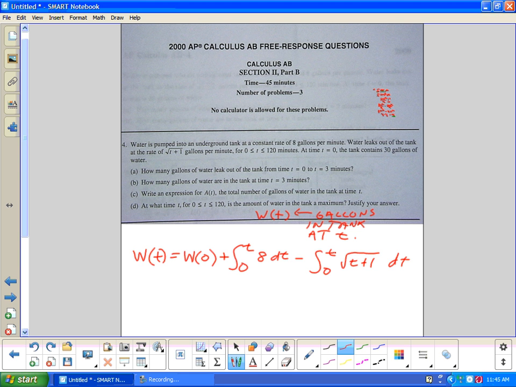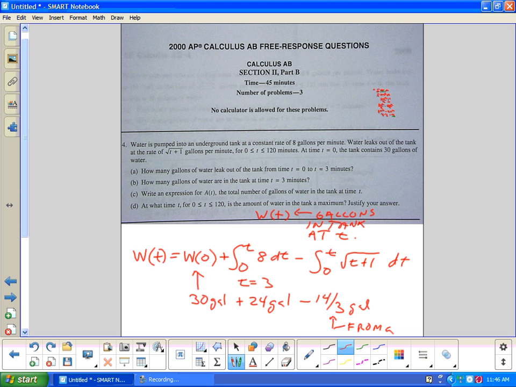Well, for 3 minutes, we know this is 30 gallons. We know for t equals 3, do you guys agree this is just plus 24 gallons? I mean, 8 times 3, 8 gallons in each minute. And finally, the leakage is 14/3 from problem A, gallons from A.